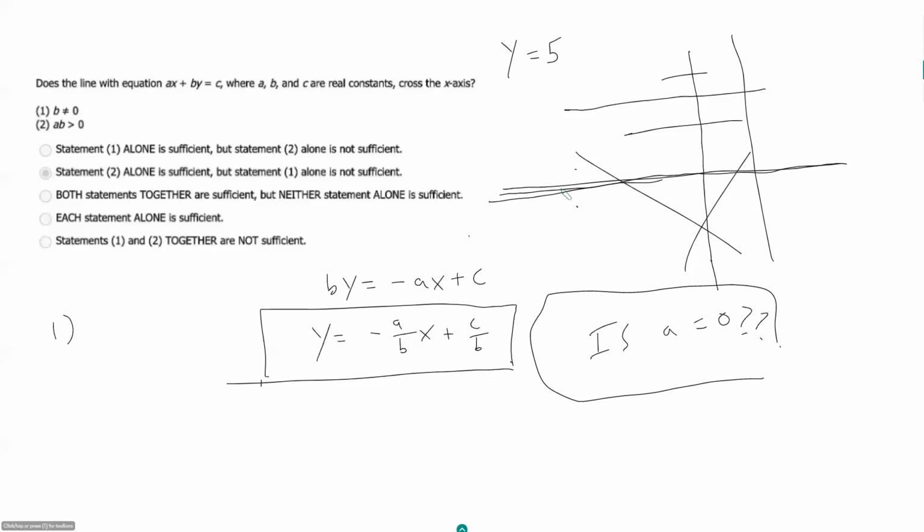So that is insufficient. Statement 2, a times b is greater than 0. So that tells us that a and b are either both positive, or they're both negative. So in either case, this is really telling us a cannot be equal to 0, and therefore our line cannot be horizontal, so it must cross the x-axis. And so the second statement by itself is sufficient, B.